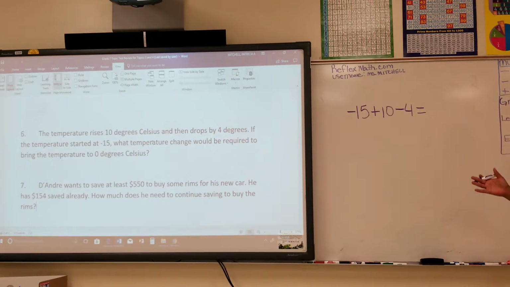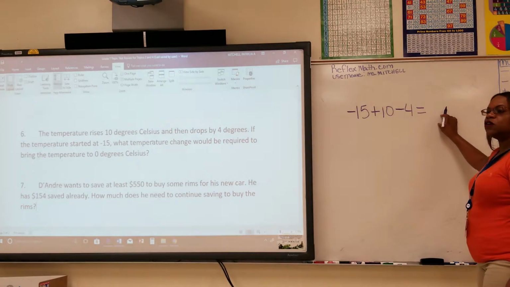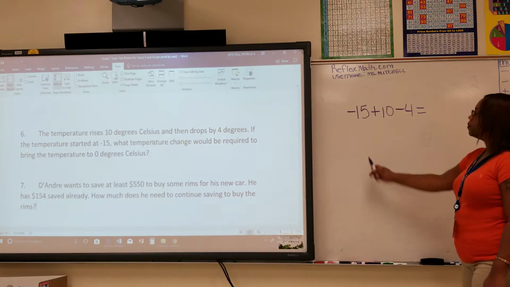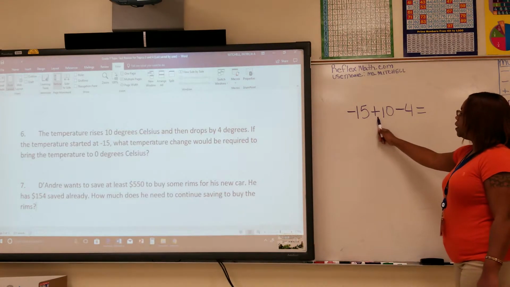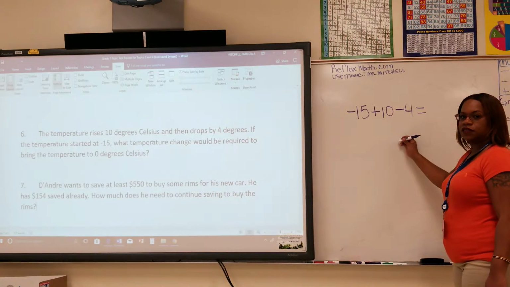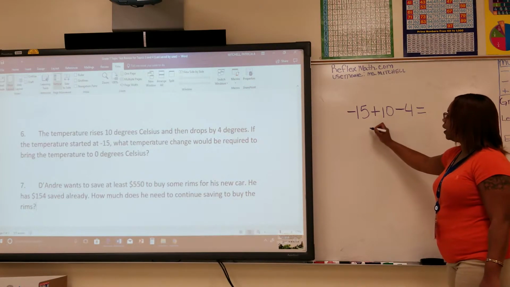So then it said, what temperature change would be required to bring the temperature to 0 degrees Celsius? We have to solve this, and whatever our answer is, we have to see what will need to happen to bring it up or down to 0. Okay? So -15 plus 10. Remember, it's -15 and it's plus, so on the number line we have to move to the right 10 units. Okay? So when we do that, we're at -5.